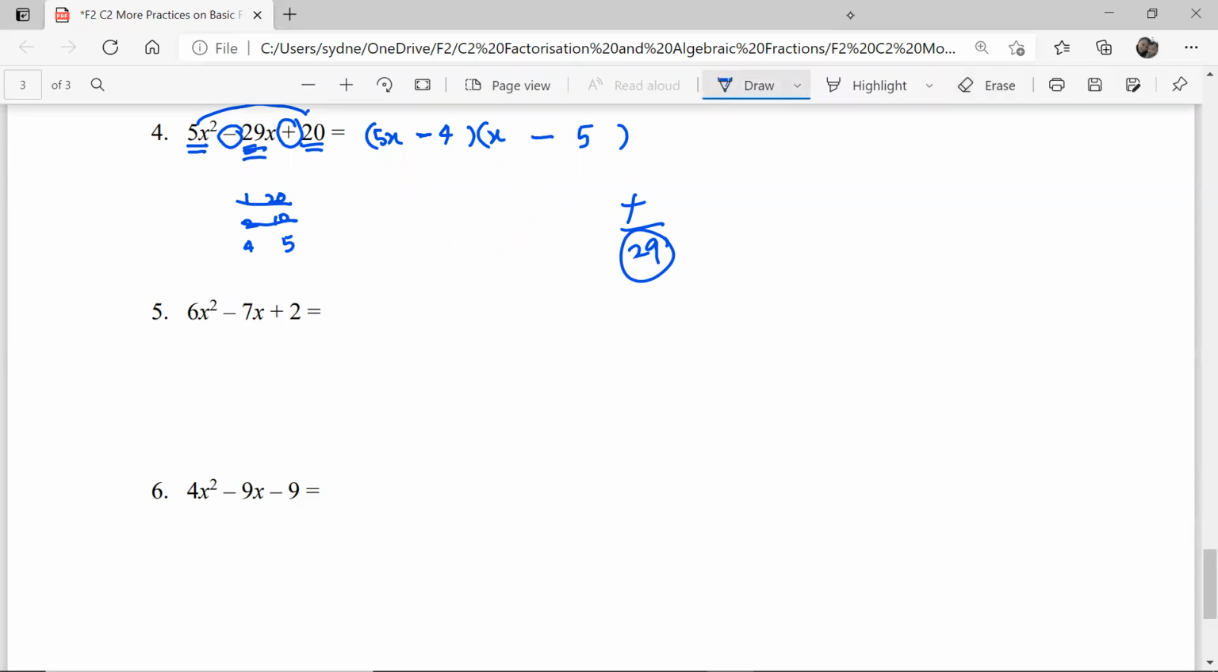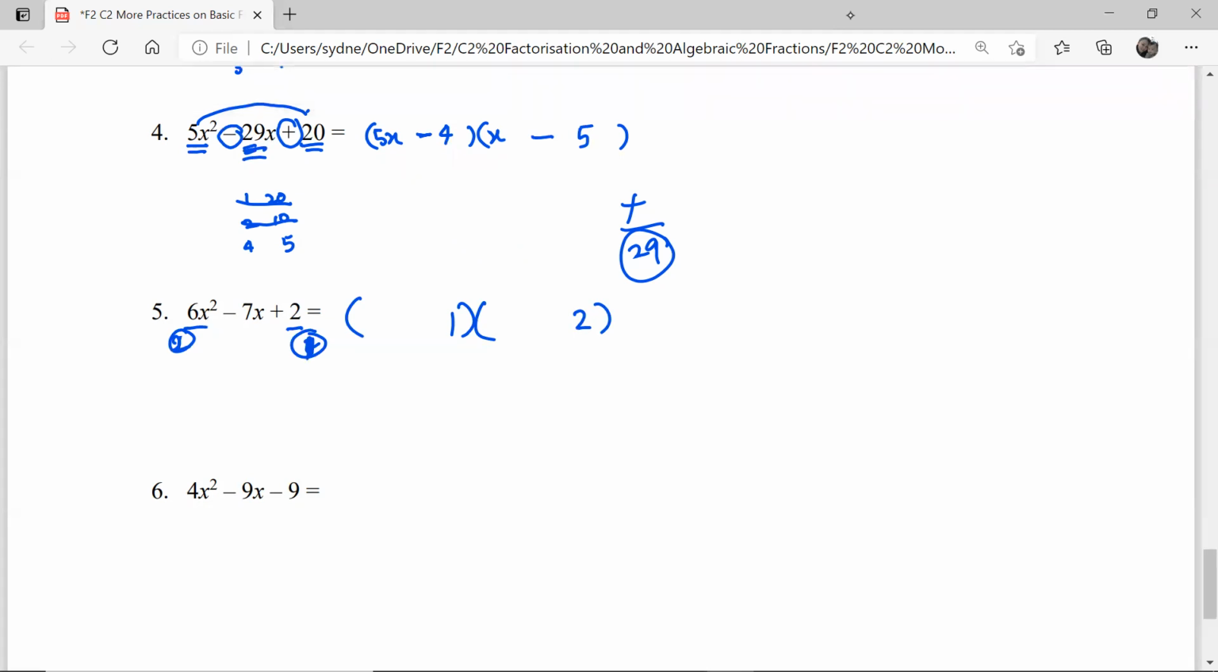Let's move on. 6x squared, and we have a plus 2 at the back. So the plus 2 is easy, only one set of factors. We can just put that first. So not necessarily we have to always start with the x squared with 1 and the number as 2. We can also swap the position as long as we have to start with these 2 n terms. After that, let's see. 6 is 1, 6 and 2, 3.